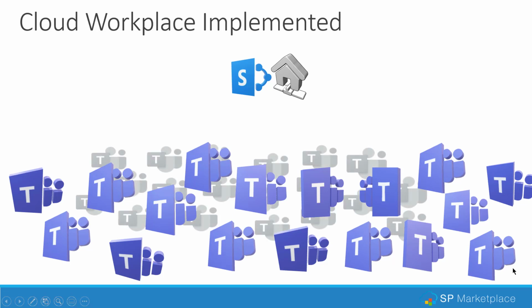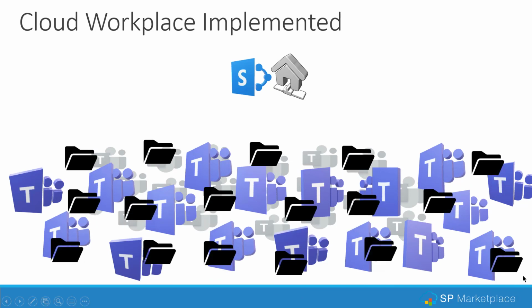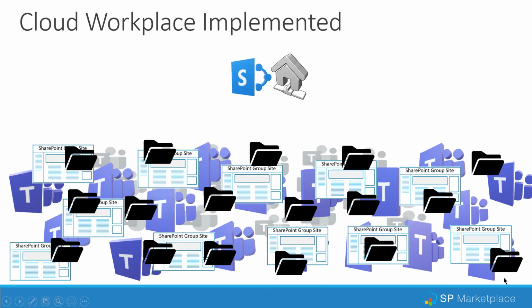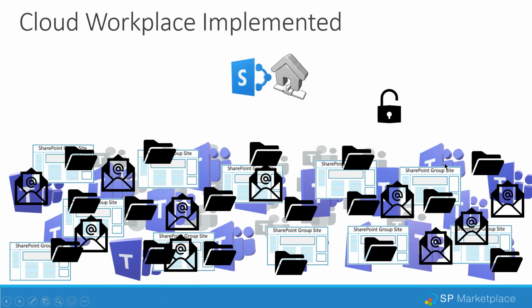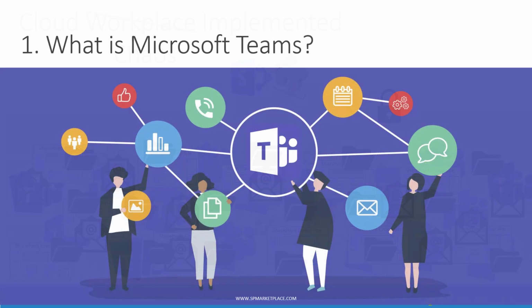And the thing that people don't realize is that as you get a plethora of teams, you're not just creating teams for collaboration and chat, but every team is creating a file structure where files are kept. And all of a sudden behind that is a SharePoint group site, which is behind every single team. And the other thing is you start to lose governance of that. And every team, by the way, creates an Exchange group, which creates an Exchange mailbox. And after a while, everything's all over the place. And what you've got is not a cloud workplace implemented. You've just implemented cloud chaos. So what this webinar is all about is how to avoid that.